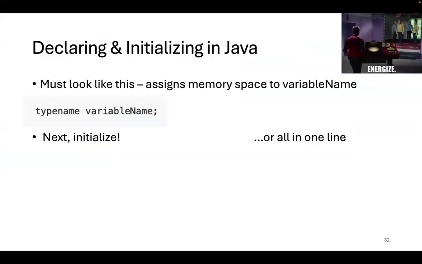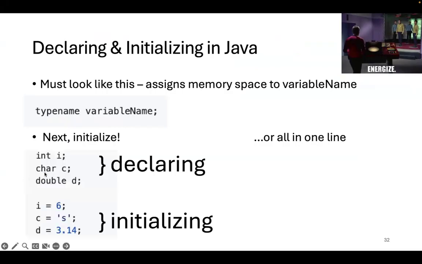Then, once we say here's what kind of variable this will be, we have to actually give it some data. And that's called initializing. So this bit is declaring, where we're saying we're going to have an integer called i, a char called c, and a double called d. And then initializing is basically what you're used to, where you have the variable name equals the value.